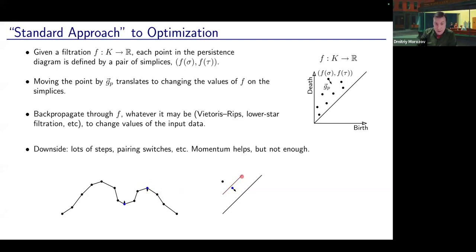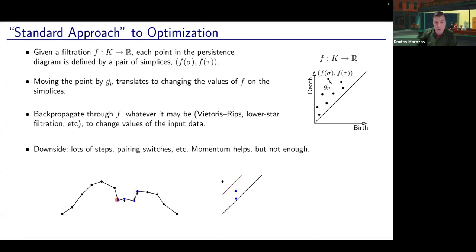vertex. The persistence diagram is on the right. There is a point here, and then there is a blue point here. And suppose that my loss is such that I'm trying to push this blue point towards the diagonal. Well, if I backpropagate this information to here, this will just translate into let's push this point up and this point down. So we can take a step with that.